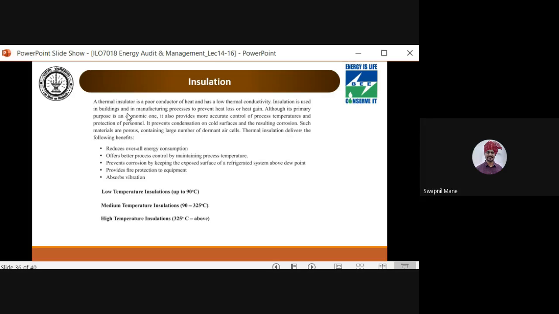Okay, so insulation is a poor conductor of heat with low thermal conductivity. Insulation is used in buildings and in the manufacturing process to prevent heat loss and heat gain. The basic features of insulation are to reduce overall energy consumption, offer the best process control by maintaining process temperature, prevent corrosion by keeping the exposed surface of a refrigerated system above dew point, and provide fire protection to equipment. So it is not just related to furnaces or boilers, but to things in general.